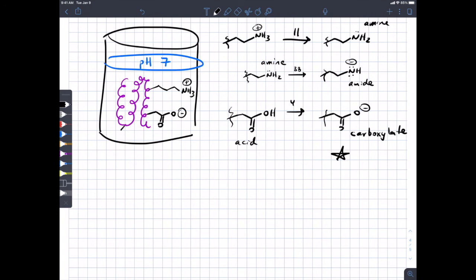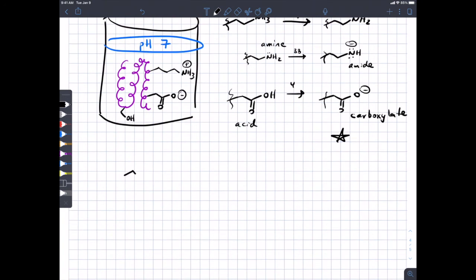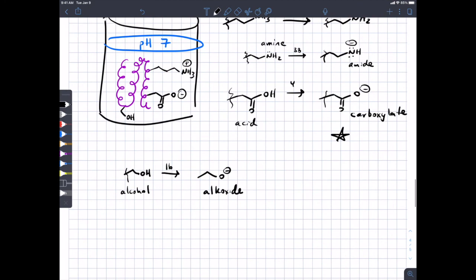The alcohol is another one where there are multiple equilibria possible. The one we think about most is the neutral alcohol going to the negatively charged alkoxide, but there's another one. The alcohol itself is the conjugate base of the positively charged oxonium ion, the protonated alcohol, which has a pKa of -2. So just looking at that, what do you think the major form is at pH 7?